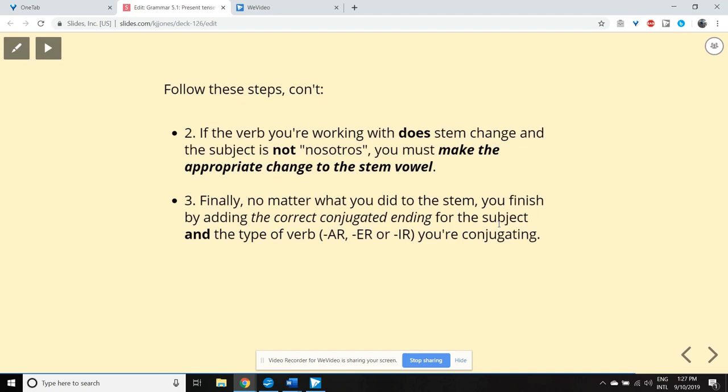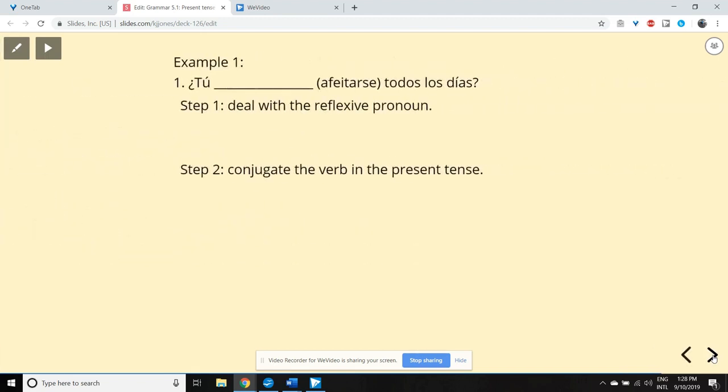Anyway, no matter what you did to the stem, you finish by adding the correct conjugated ending for the subject and for the type of verb, AR, ER, or IR, that you're conjugating. So let's look at an example.